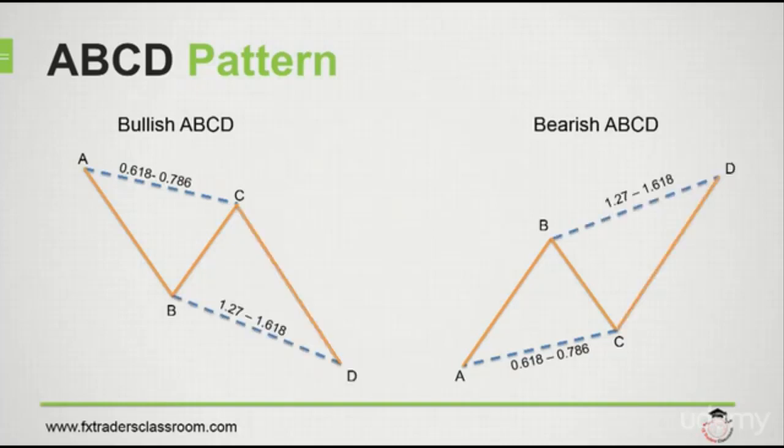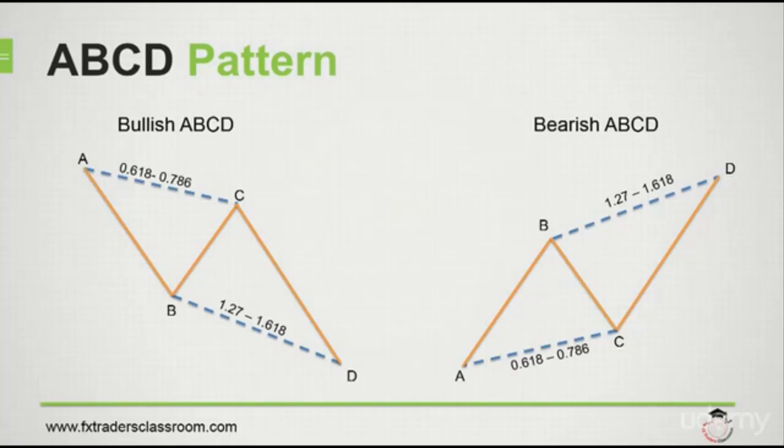The D point is the completion of the pattern. This is where the BC projection should converge with the completion of the AB equals CD. The BC projection should either be a 1.27 projection or a 1.618 projection. It is important to note that a 0.618 retracement of the AB should project a 1.618 D point. A 0.786 retracement of the AB should project a 1.27 projection.